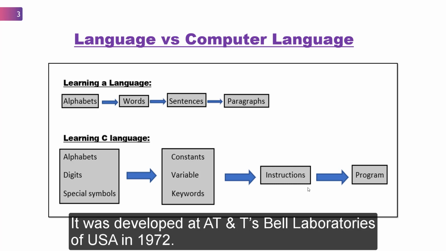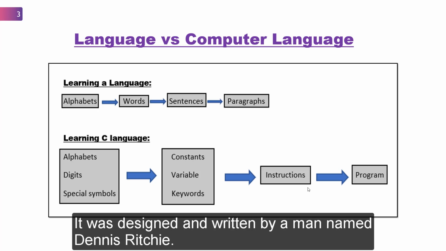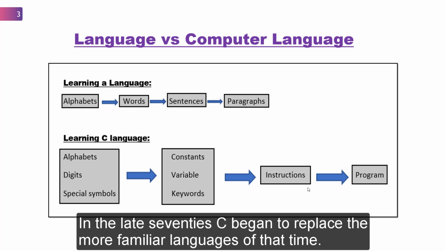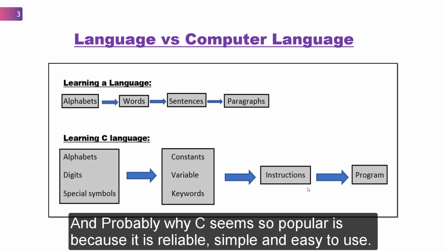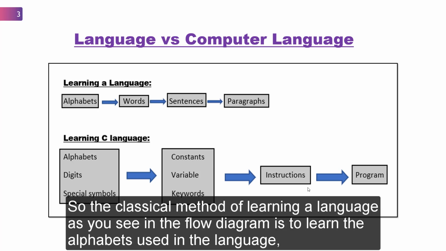It was developed at AT&T's Bell Laboratories of USA in 1972. It was designed and written by a man named Dennis Ritchie. In the late 70s, C began to replace the most familiar languages of that time. And probably why C seems to be popular is because it is reliable, simple, and easy to use.